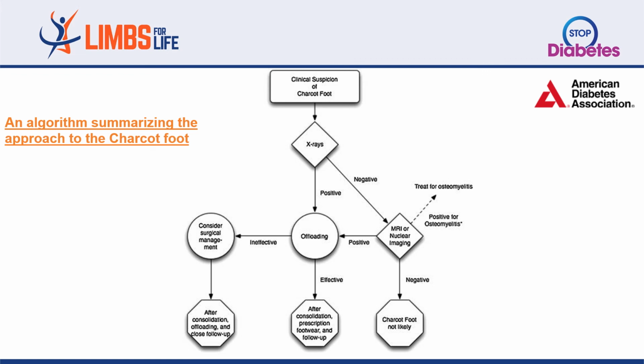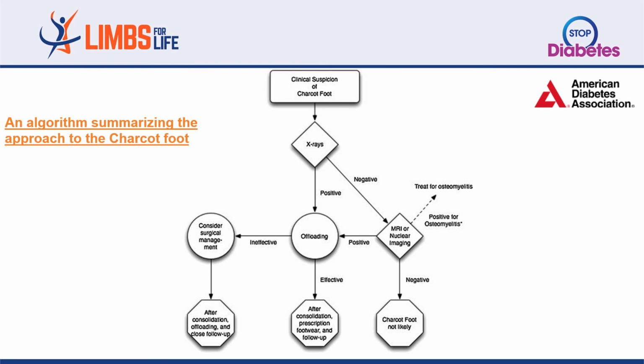First, clinical assessment of the Charcot foot. Then X-ray imaging. If the X-ray finding is positive, then we go for offloading. If the offloading approach is effective, then after consolidation, prescription of footwear and follow-up. If offloading is ineffective, consider surgical management, and then after consolidation, offloading and close follow-up.